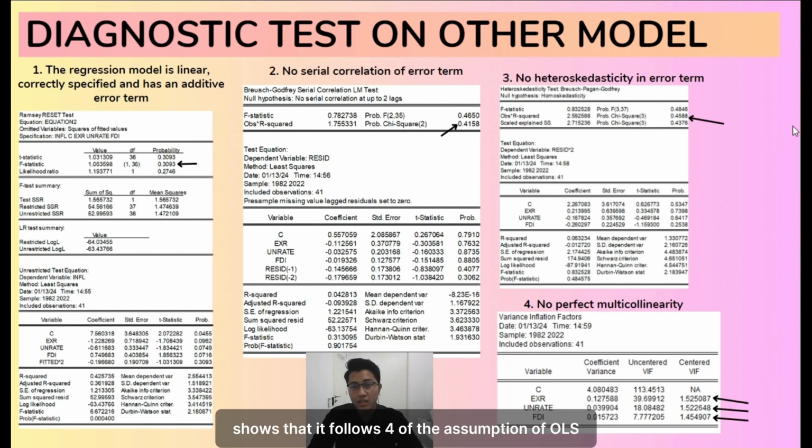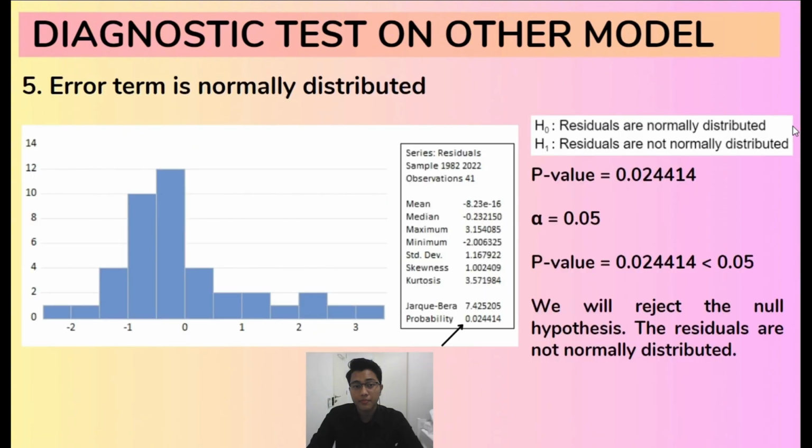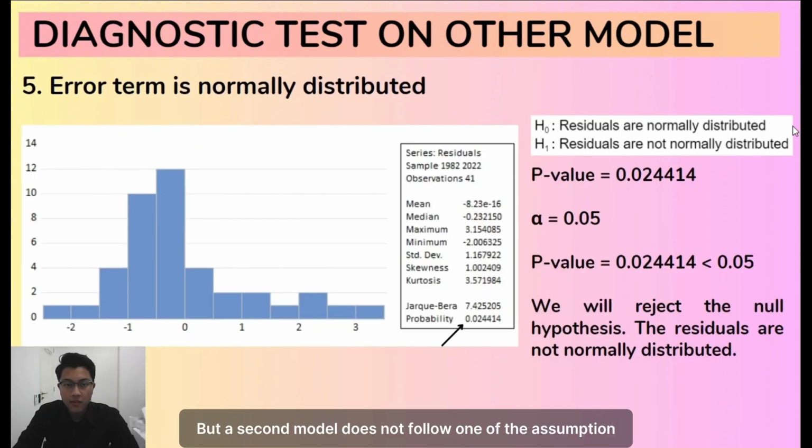The second model shows that it follows 4 of the assumptions of OLS, which are: the regression model is linear, correctly specified, and has an additive error term; no zero correlation of error term; no heteroscedasticity in error term; and no perfect multicollinearity. But the second model does not follow one of the assumptions, which is that the error term is normally distributed.